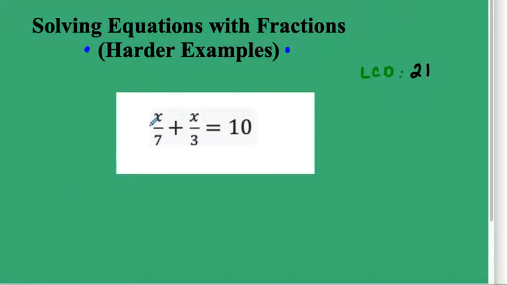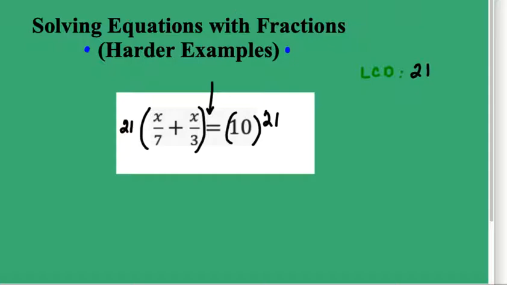So you can only do this with equations. You cannot do this if it were an expression. I know it's an equation because I have an equal sign and I have an expression equaling an expression. All right, so I'm going to multiply both sides of the equation by 21. Now, whatever I do to one side, I have to do to the other.